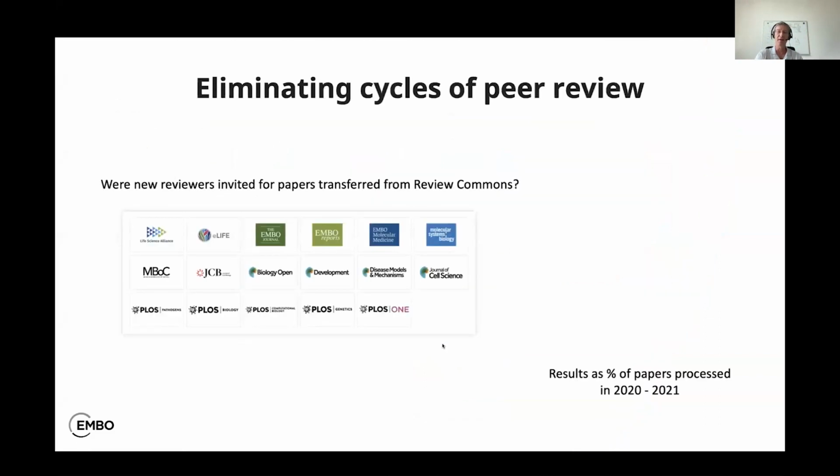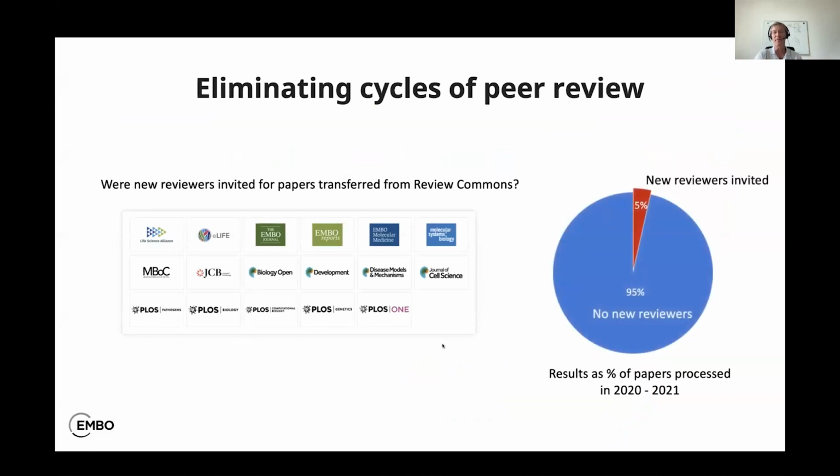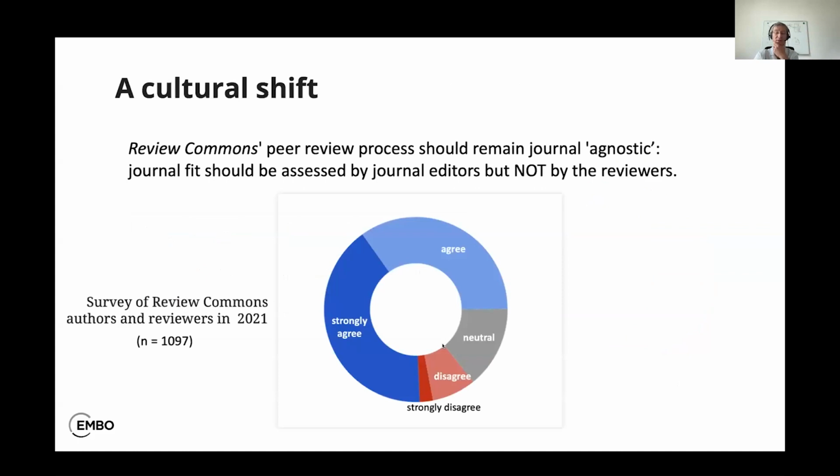Now, we have asked our current partners to report back how many times they had to invoke new reviewers for published papers. And you see here the result for papers that were processed in 2020 and 2021. 95% of the papers that were published in these journals did not involve any new reviewers, only a very small number of cases that needed arbitration. Maybe some of the reviewers originally contacted were not available anymore, or we needed additional reviewers. So that was a great success.